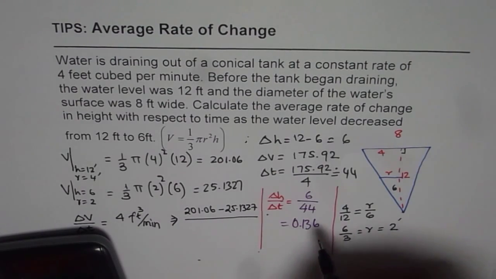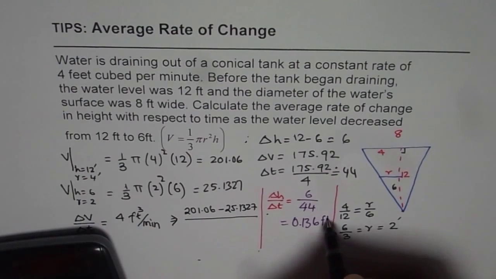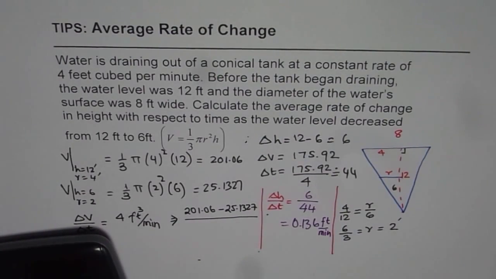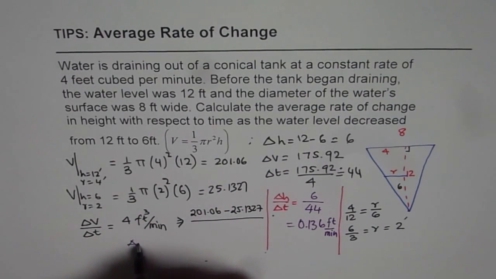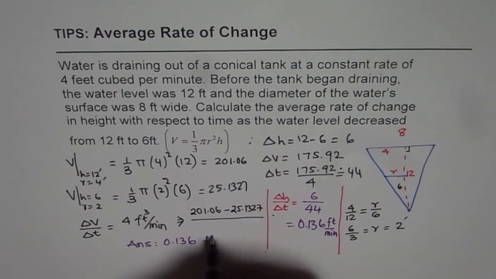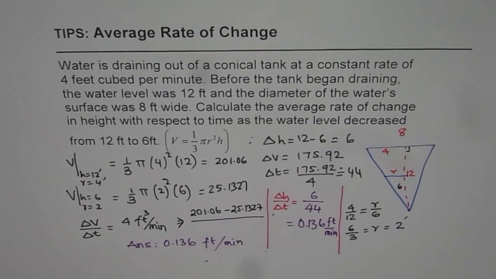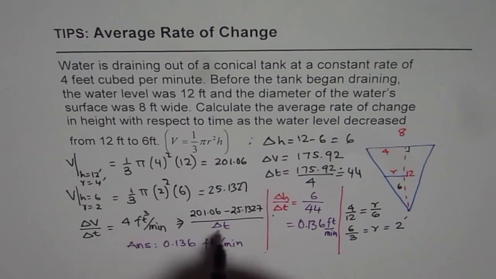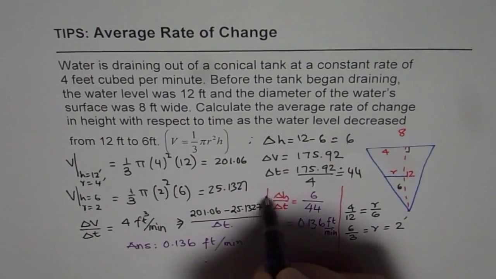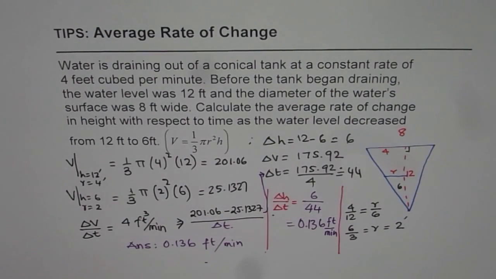The units will be height changes in feet, right? And time is in minutes. So that becomes the answer for this question, right? So that is how we need to solve. So we get our answer, which equals 0.136 feet per minute, right? So we'll just complete this, delta T, and then we've calculated delta T by cross multiplying, which we did here, right? Okay, so let's review what we did here to get to the answer.